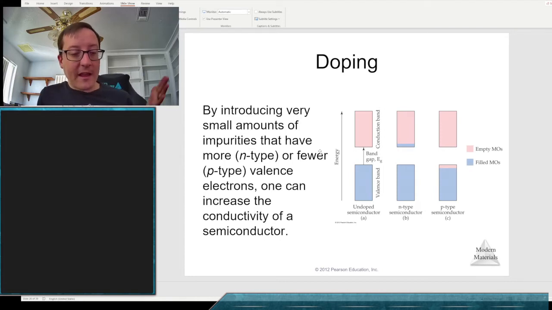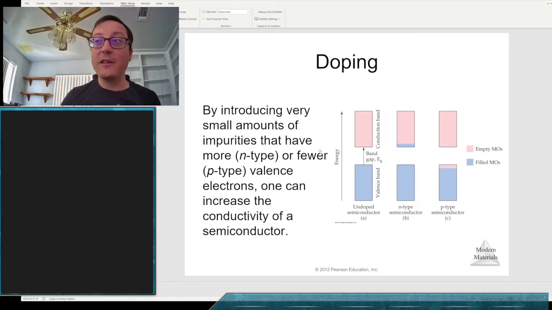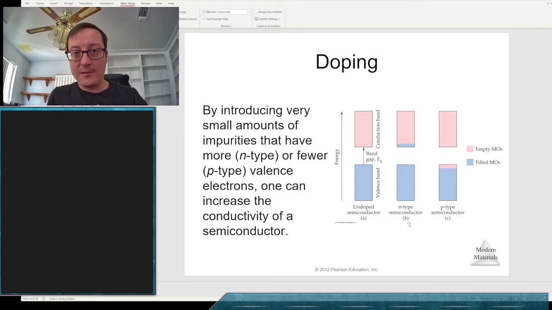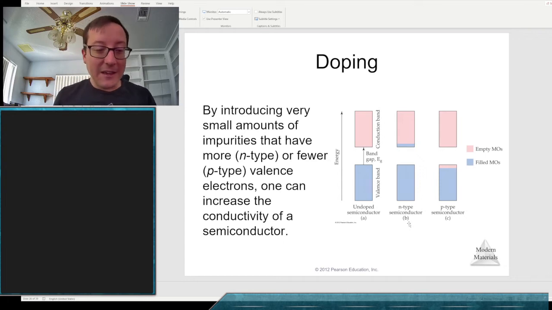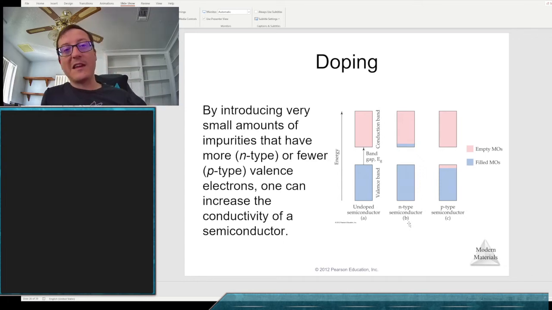If we add in something that has more than 4 valence electrons, like phosphorus or arsenic, we're going to start adding more electrons to our molecular orbitals. The more electrons that we put in, we start filling up the conduction band. And so these are called negative type semiconductors, N-type semiconductors. And so those have extra electrons. And those are going to help increase our conductivity. In fact, even just tiny amounts of phosphorus added to silicon increases your conductivity by millions.